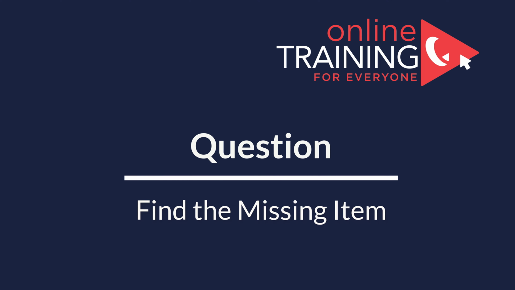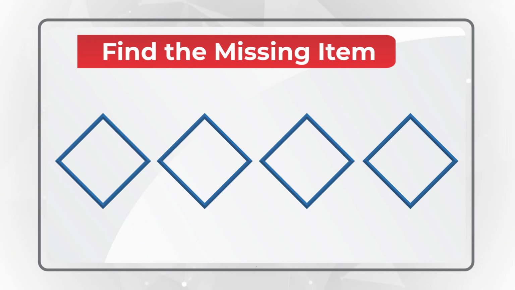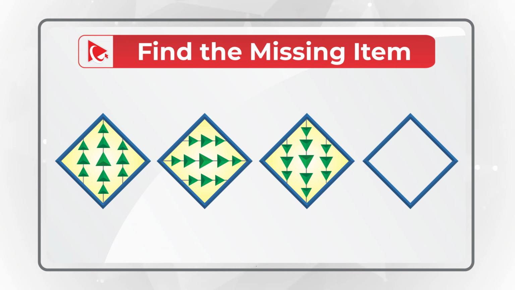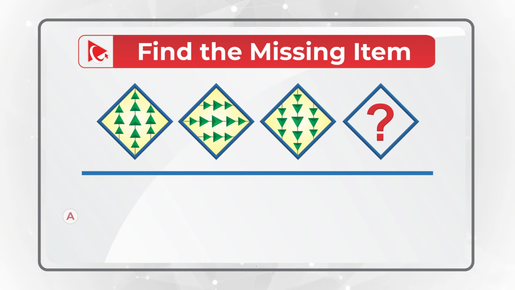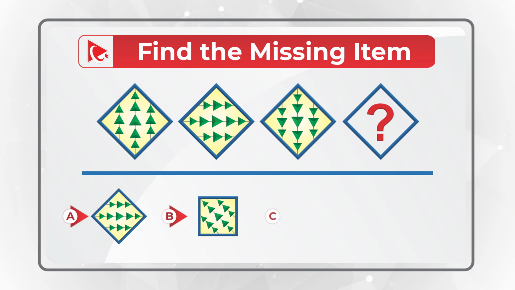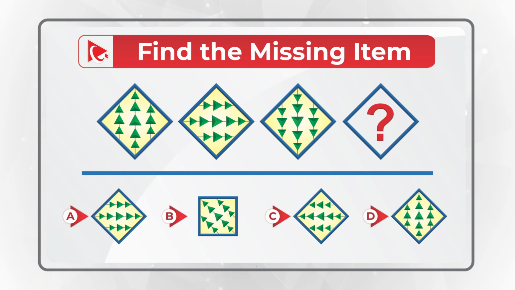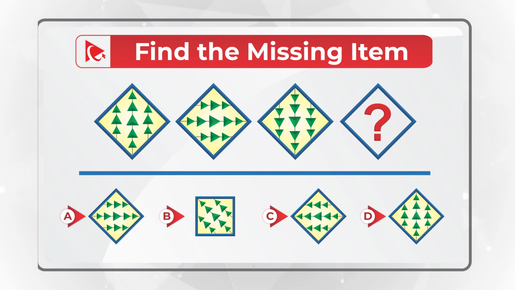Here's an amazing question which tests your analytical skills. You're presented with the set of diamonds. Each diamond has other objects inside, and you need to find the missing diamond, which is diamond number 4. You have 4 different choices to choose from. Choices A, B, C, and D. Take a close look to see if you can come up with the right solution.